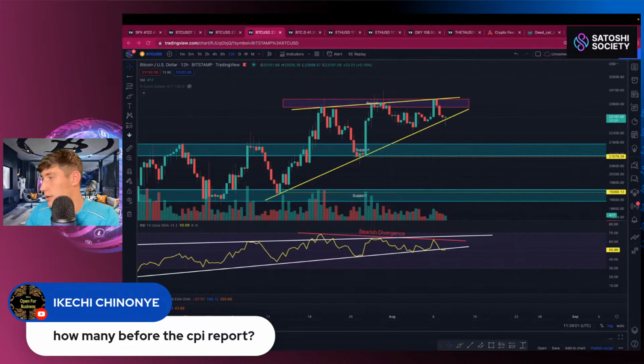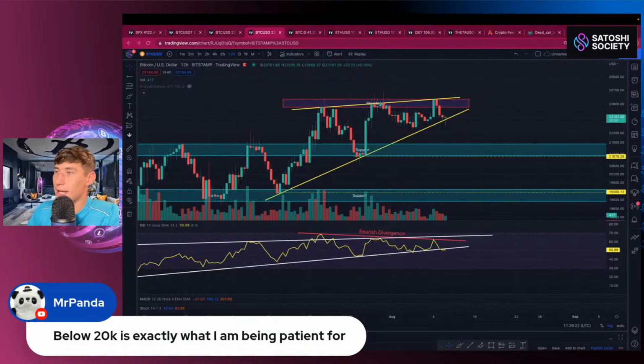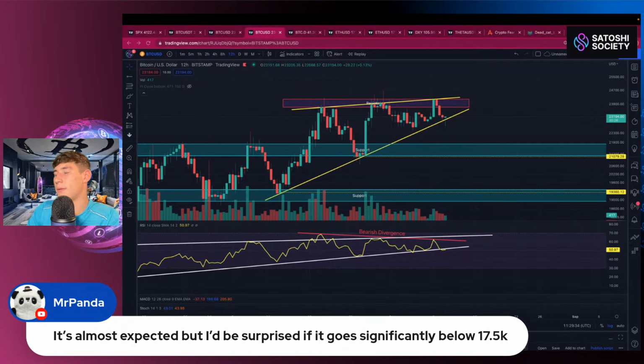Can RSI go down without a major dump? Yes, it can. We can see indicators come down and reset whilst the price is consolidating, but normally it is a consolidation towards the downside or a pullback towards the downside. Below 20k is exactly what I am being patient for. If we do come back down to 20k, now I am going to be accumulating a lot more. It's almost expected, but I'd be surprised if it goes significantly below $17,500.